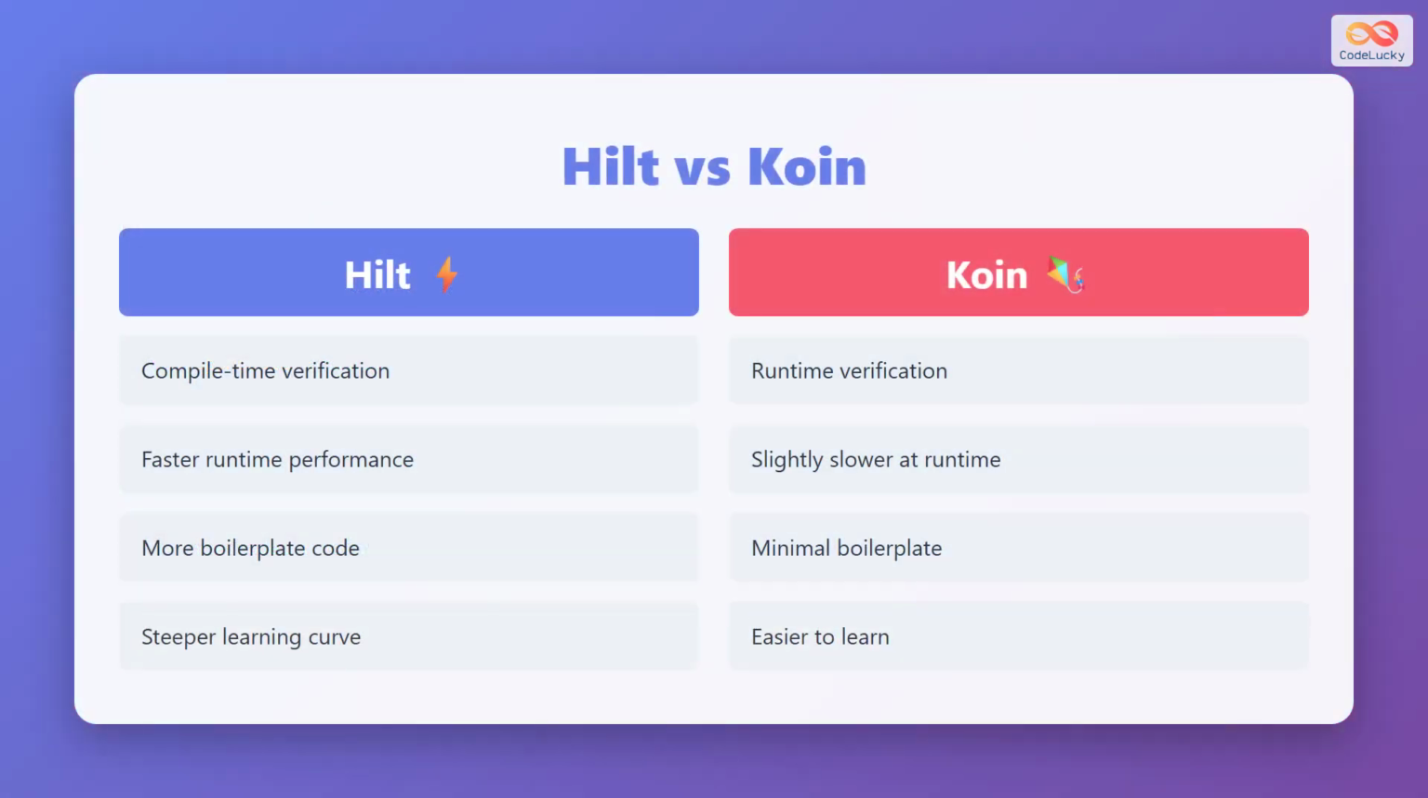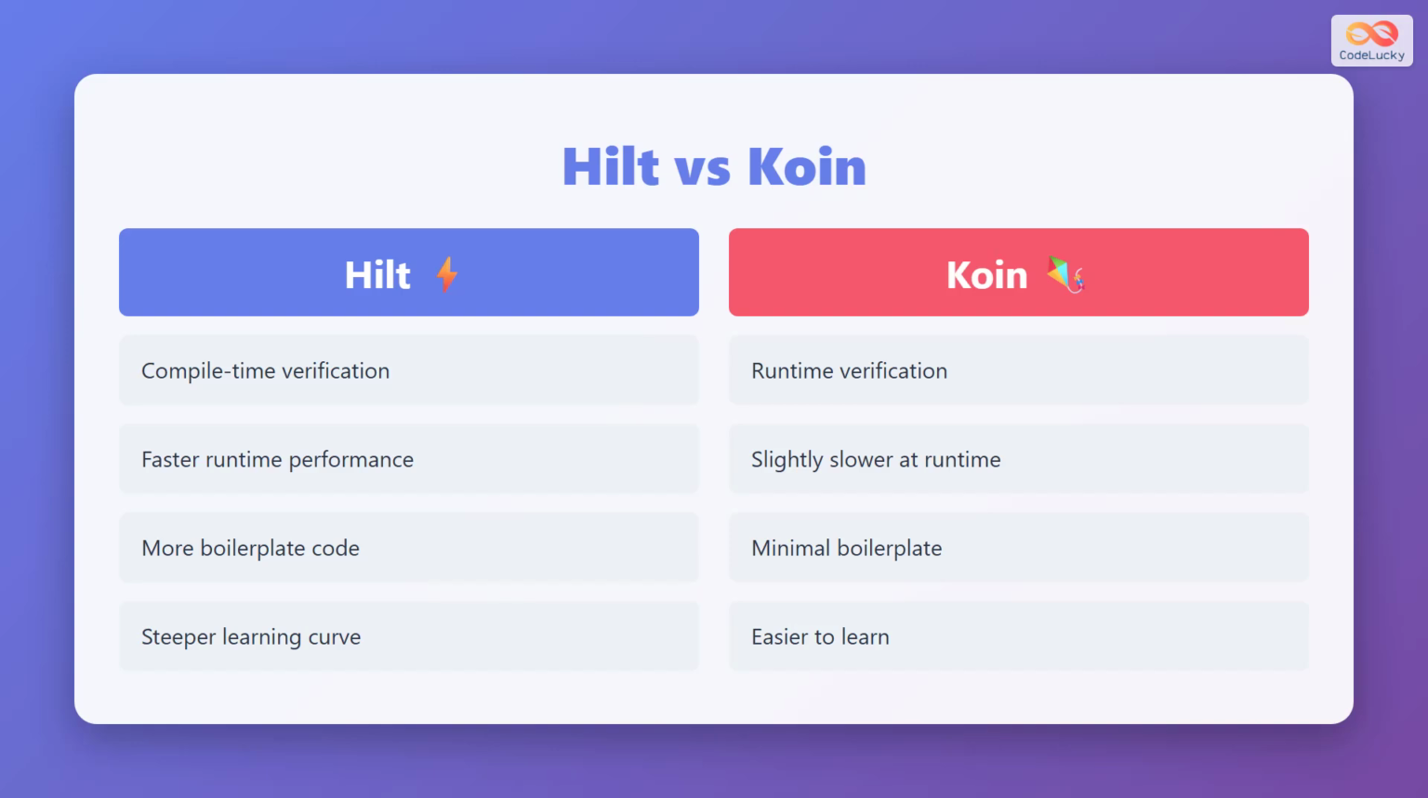Let's compare Hilt and Koin to help you choose the right framework for your project. Hilt offers compile time verification, which means errors are caught during compilation before the app runs. This leads to faster runtime performance since all dependency resolution is done beforehand. However, Hilt requires more boilerplate code and has a steeper learning curve.